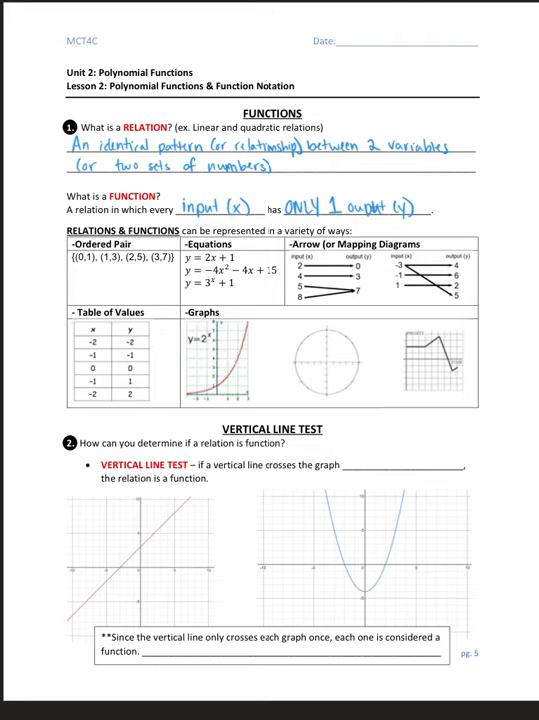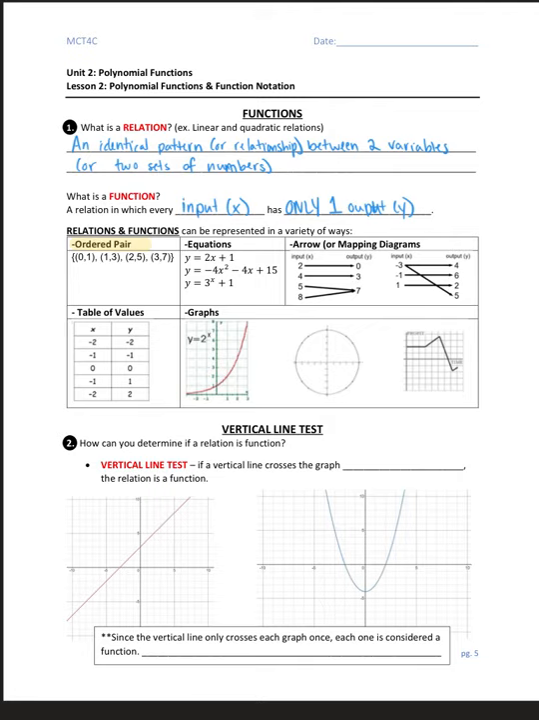So here are some examples of relations and functions. They can be represented in a variety of ways. So we can have an ordered pair, or what we would call coordinates if we were looking at a graph. So we have (0, 1), (1, 3), (2, 5), and (3, 7). That is showing that 0 and 1 have some type of relation, 1 and 3 have some type of relation, and so on. We can show it with an equation, so either a linear equation, a quadratic equation, or an exponential equation there.